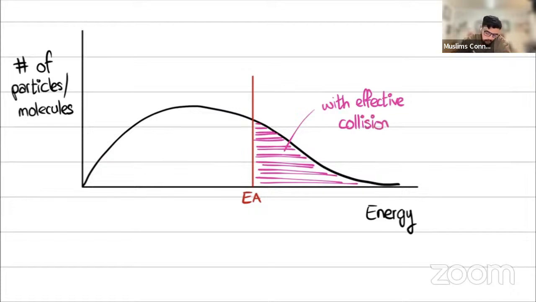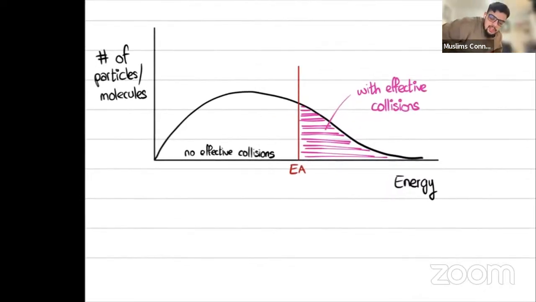So the ones before have no effective collisions. Until we reach activation energy, the particles increase and then decrease as we go along. Before we reach activation energy, there are no effective collisions. And after the activation energy, all those particles represent effective collisions. Kind of weird to understand, but I hope it makes sense.